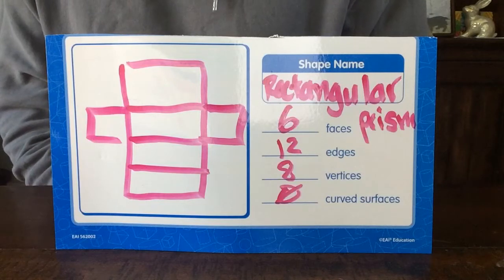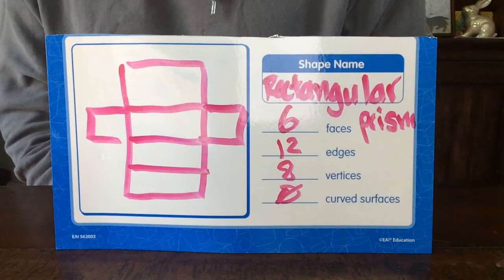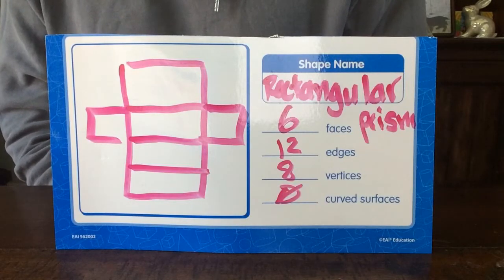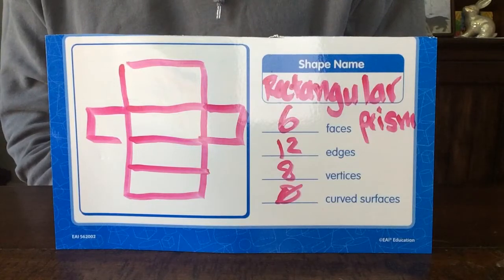Today we're going to be doing a shape that you are quite familiar with called a rectangular prism, and I'm going to give you a great method to find the surface area of this rectangular prism.